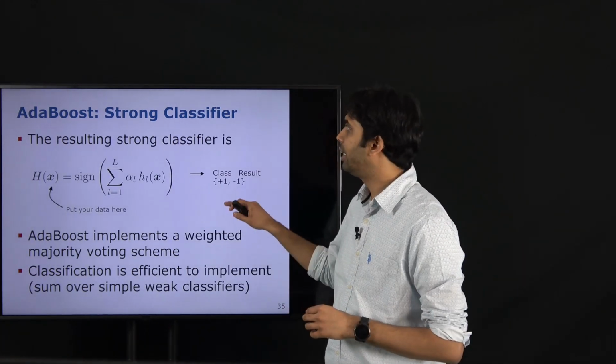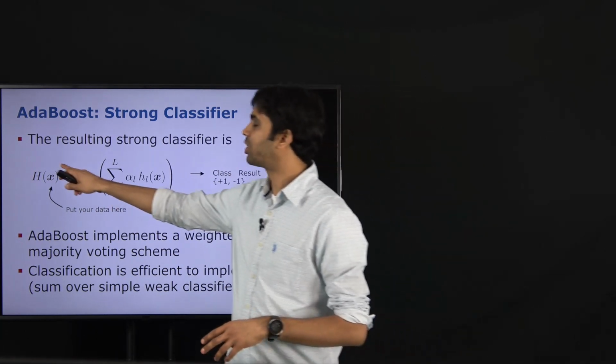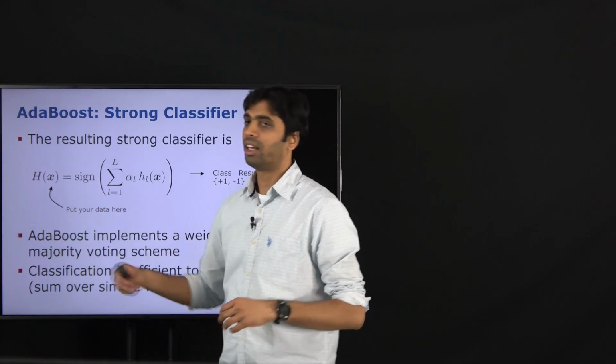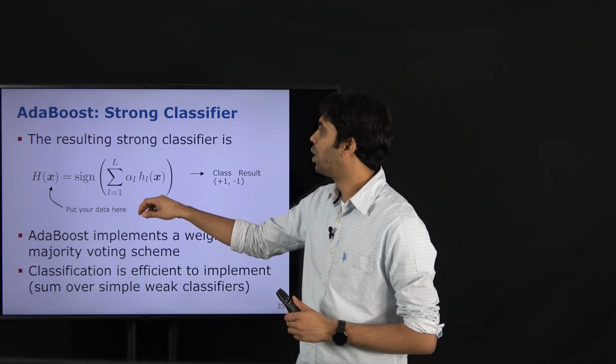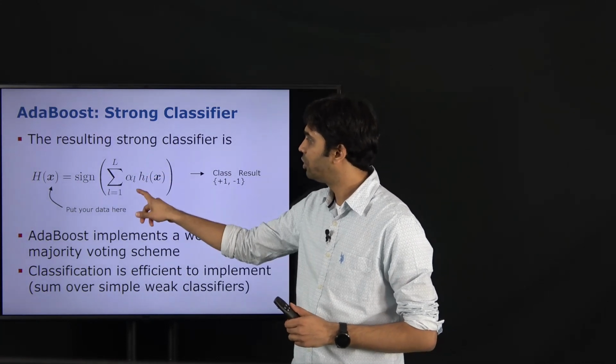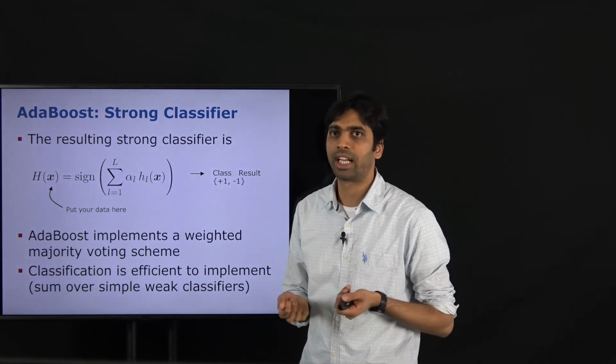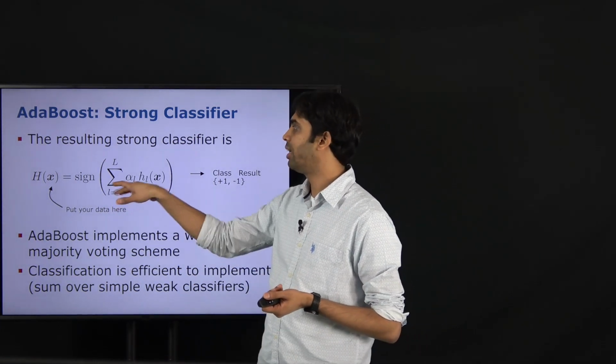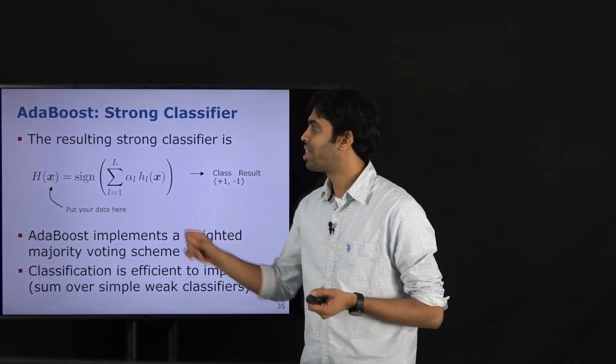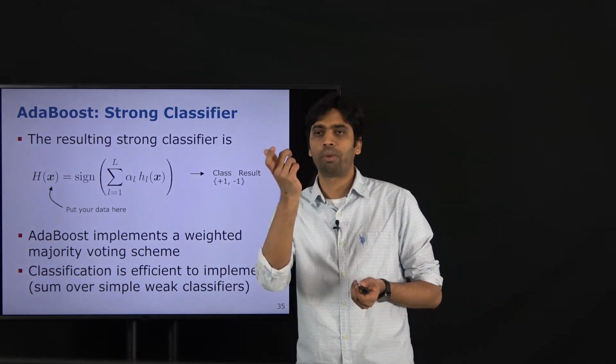Finally, the h of x, which is actually the output of our AdaBoost classification system, would be this combination of your individual classifiers with this alpha_t. This alpha_t is the voting weight that we had seen before, and it's made in such a way that the answer would be either positive or negative.